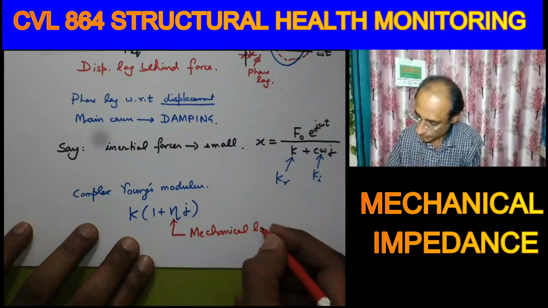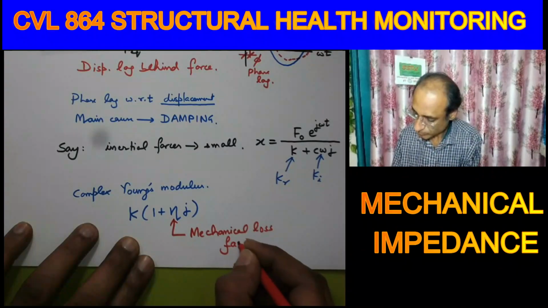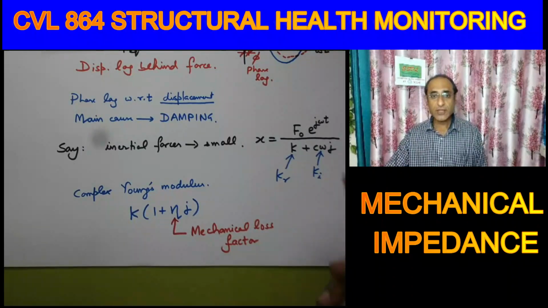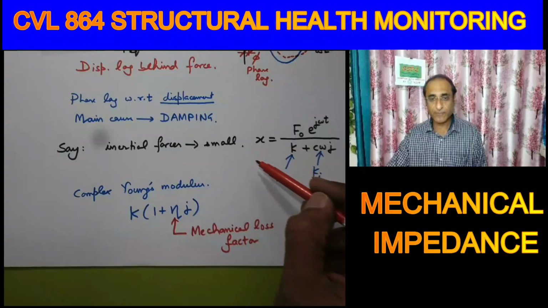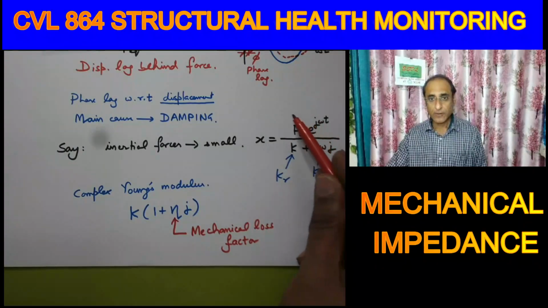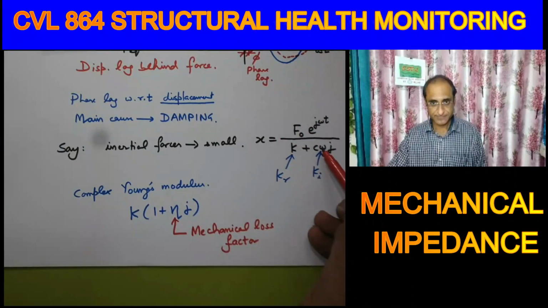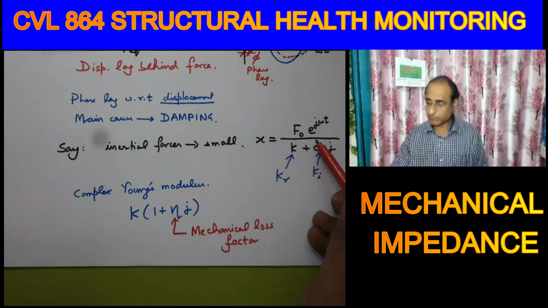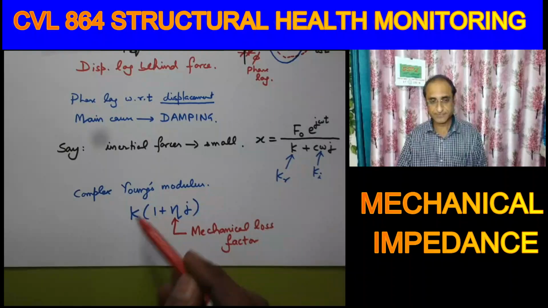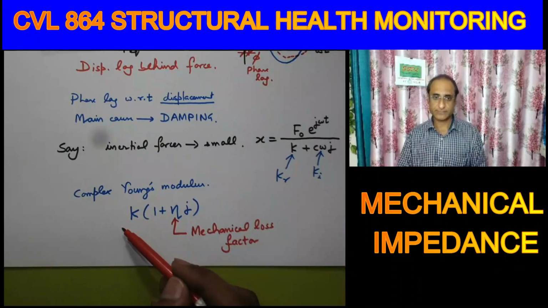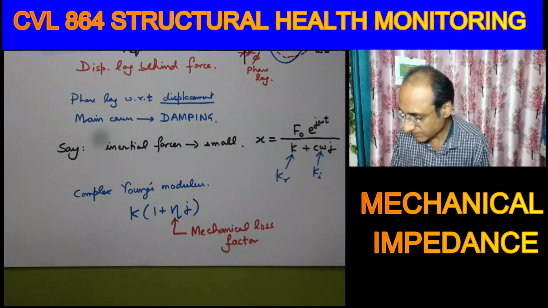Sir, can you repeat this once again? The complex Young's modulus. So what we are seeing is the damping manifestation. Damping is there, so suppose we represent the damping in this form as a complex Young's modulus. Then this takes care of damping. How? Let me elaborate further.